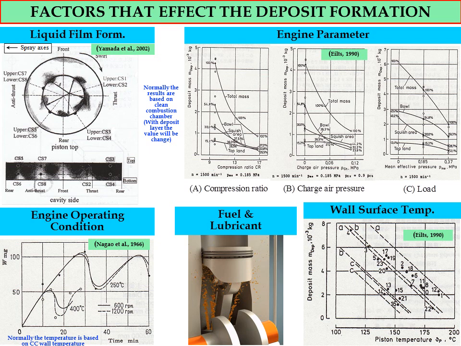So you can see also the result obtained by Alkidas 1990. The figure shows the relationship between deposit mass and piston temperature. The numbers show the different locations of the piston in terms of deposit formation. From the line on the figure, when the piston temperature increases, deposit formation will decrease. Okay, so the result obtained by Alkidas is actually aligned with the result obtained by Nagao et al.